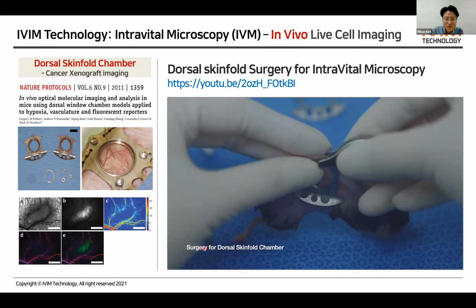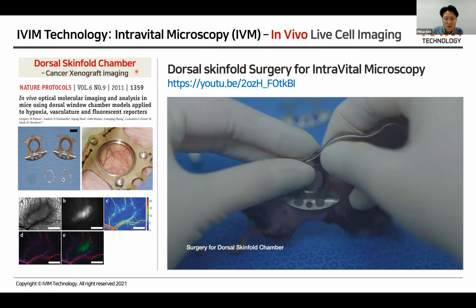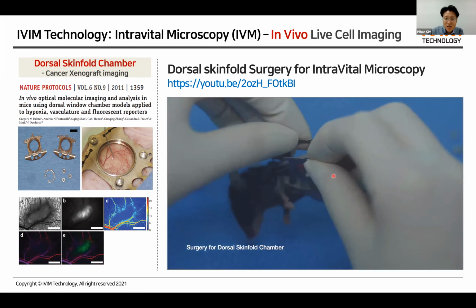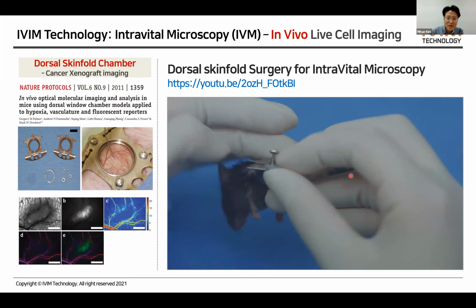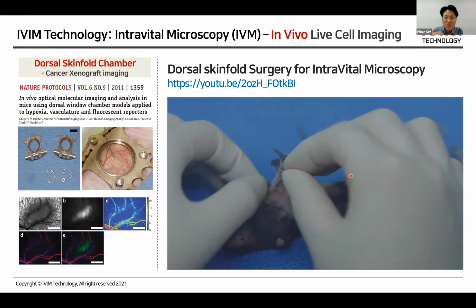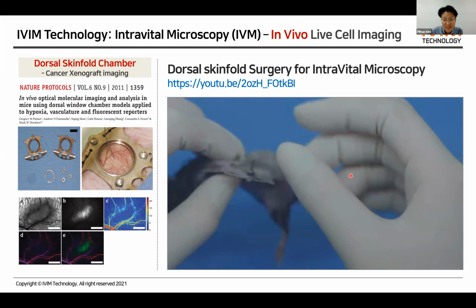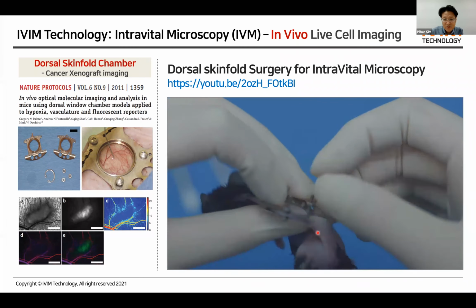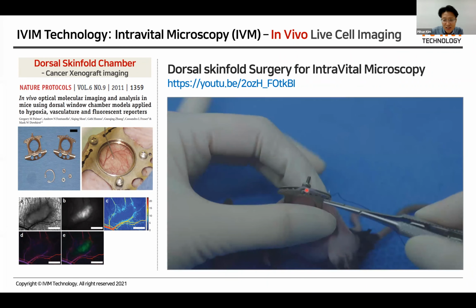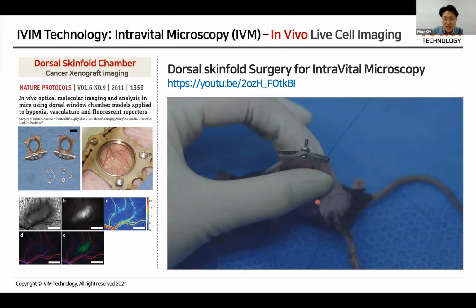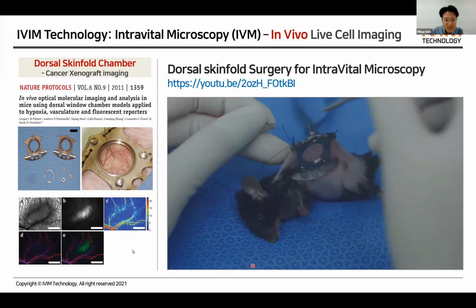So this is the surgical procedure for the dorsal skin fold chamber. The dorsal skin fold chamber is a technique to look at the subcutaneous tissue for a long time, more than 2 to 3 weeks. So as you can see, the dorsal skin is stretched, and then let me see.